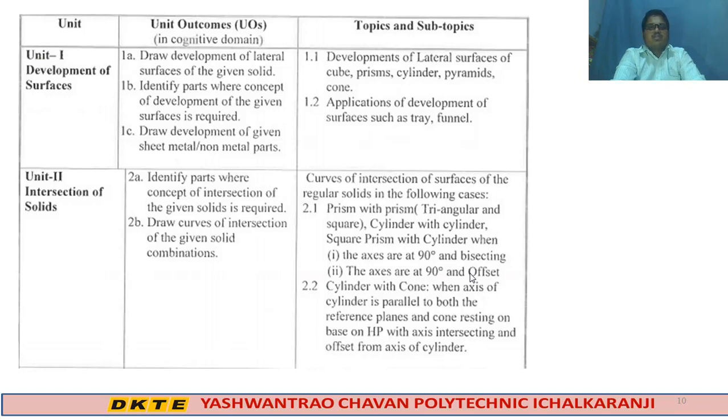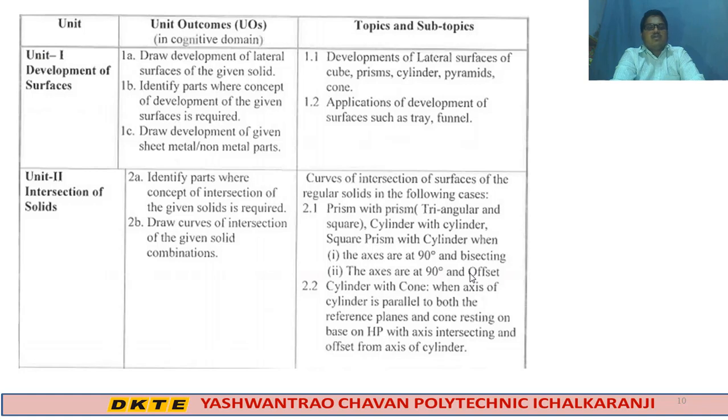In that, curves of intersection of surfaces of the regular solids in the cases, prism with prism, in that triangular prism, square, cylinder with cylinder, square with prism, etc. we will learn here. In that the axes of these solids are at 90 degrees and bisecting, or the axes are at 90 degrees and offset. Both cases we will see here.